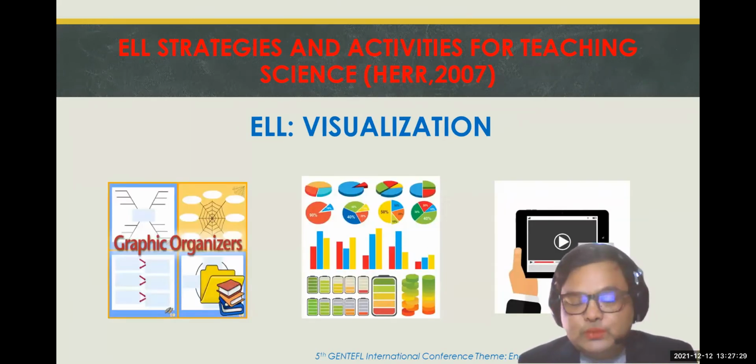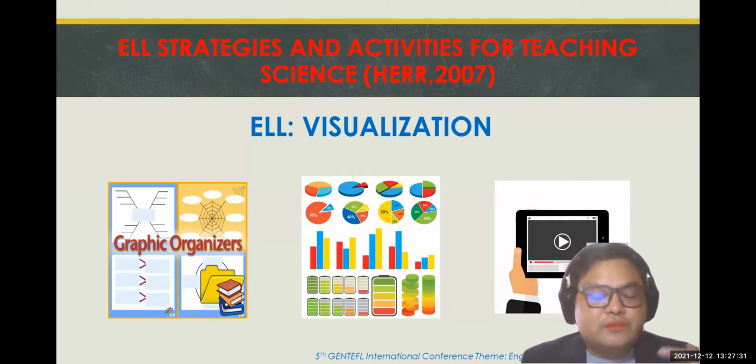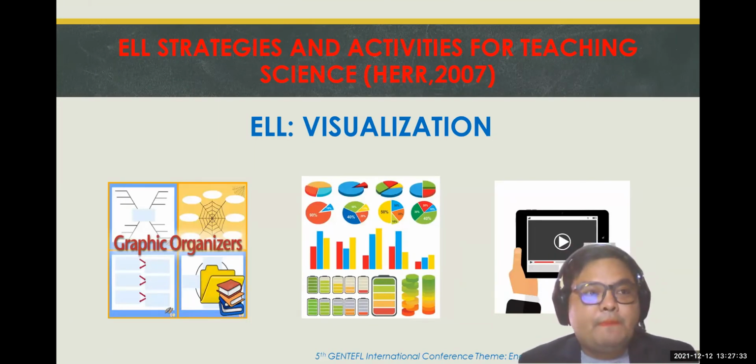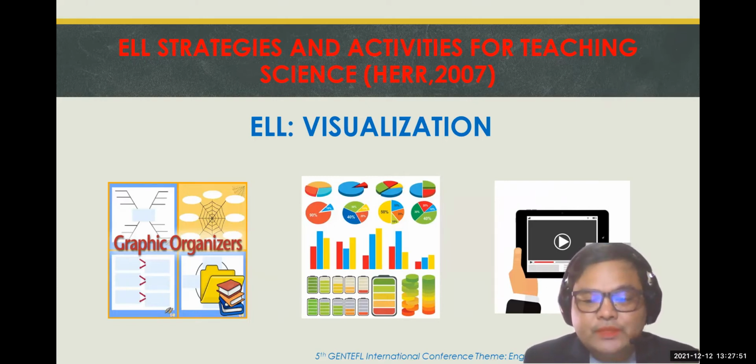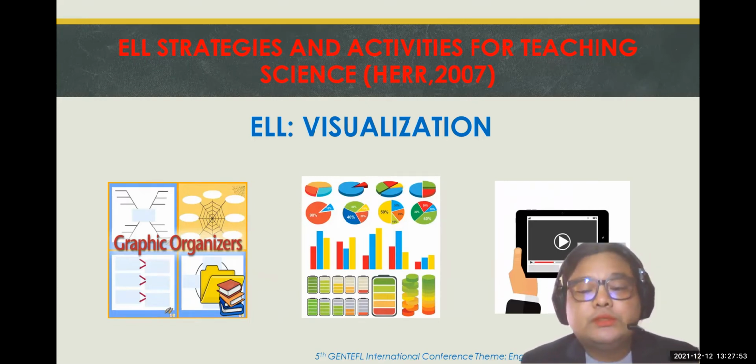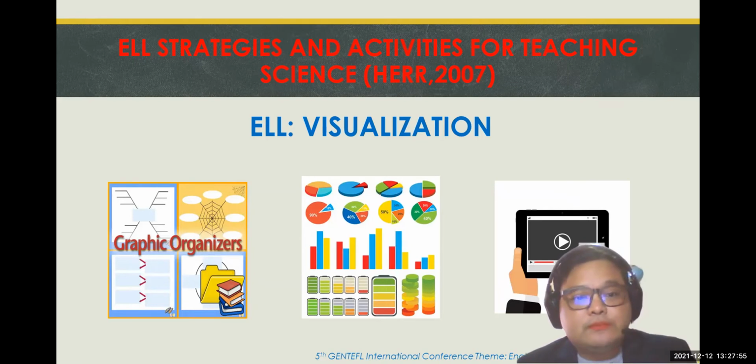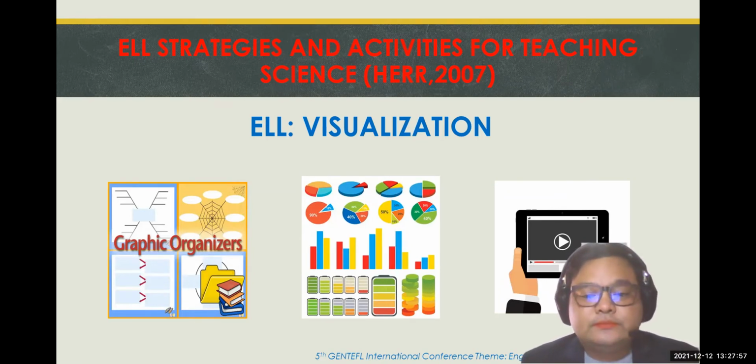For visualization, I use a graphic organizer; I make a mind map for them, and then show them some visuals coming from the internet. If I don't have a specific model, I try to find some 3D animation models from the internet and then show them how it happens.